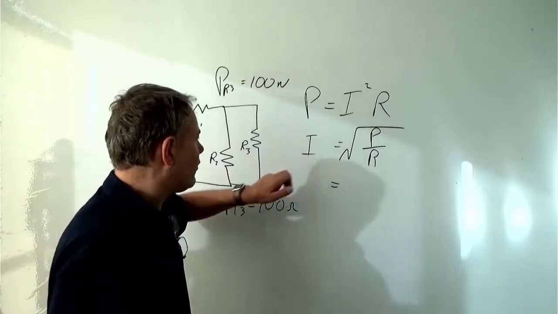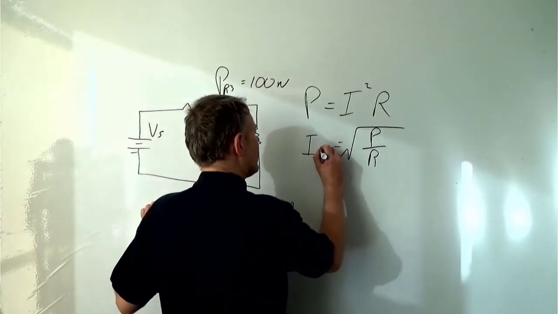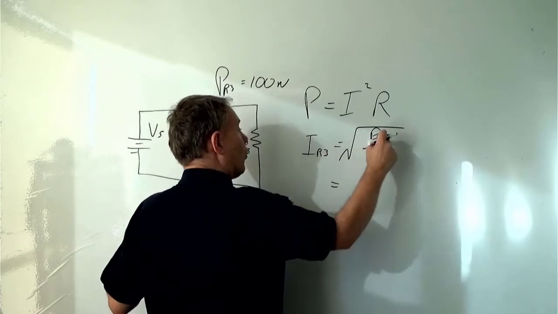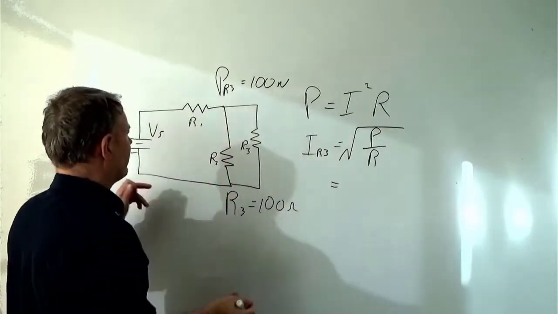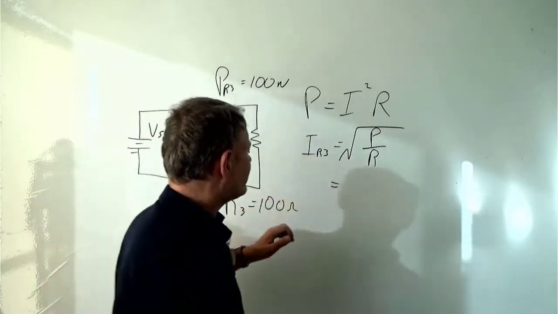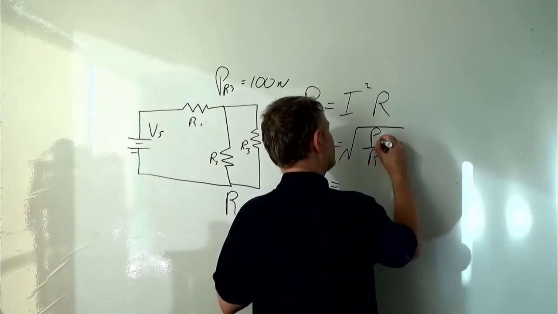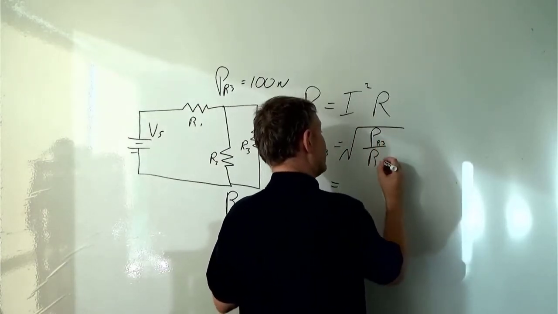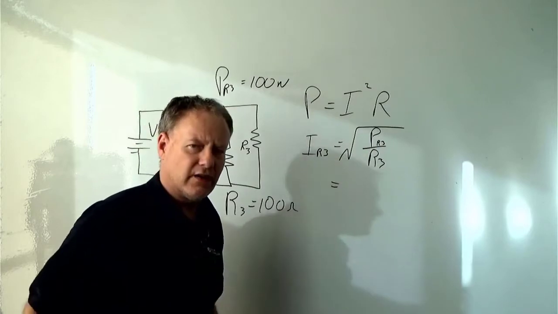What am I looking for? I'm looking for the current through R3. What is my power? It's not the total power. It's not the power of this, not the power of that. I have to specifically put what's going on here. So that's R3 and that's R3. Now I can fill my values in.